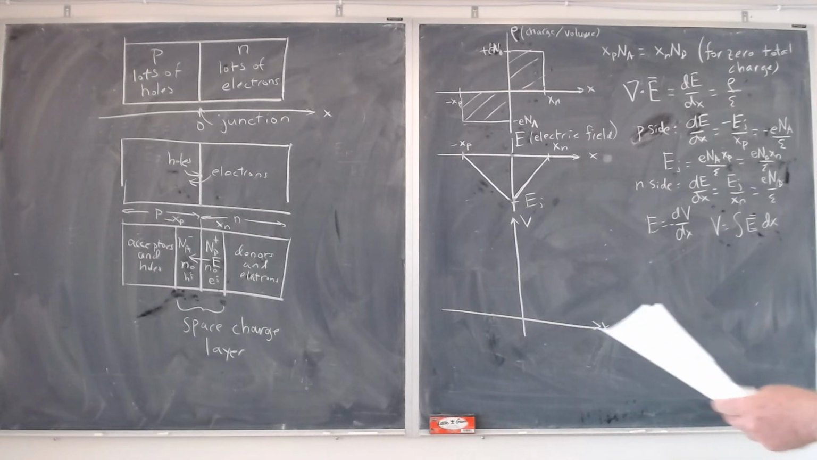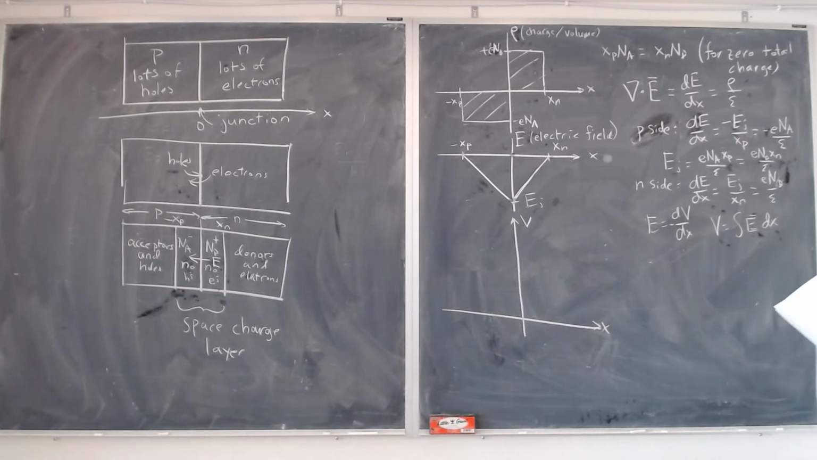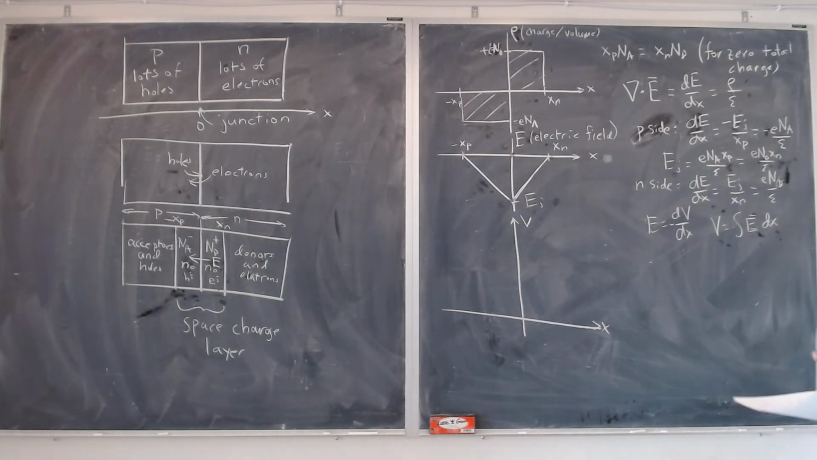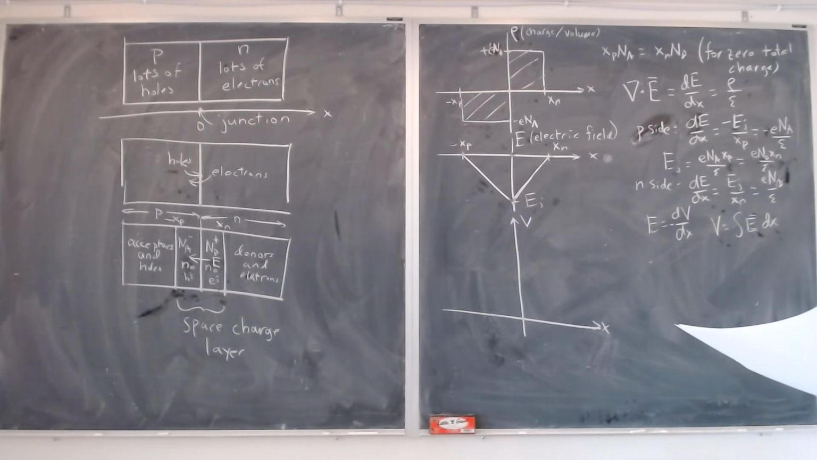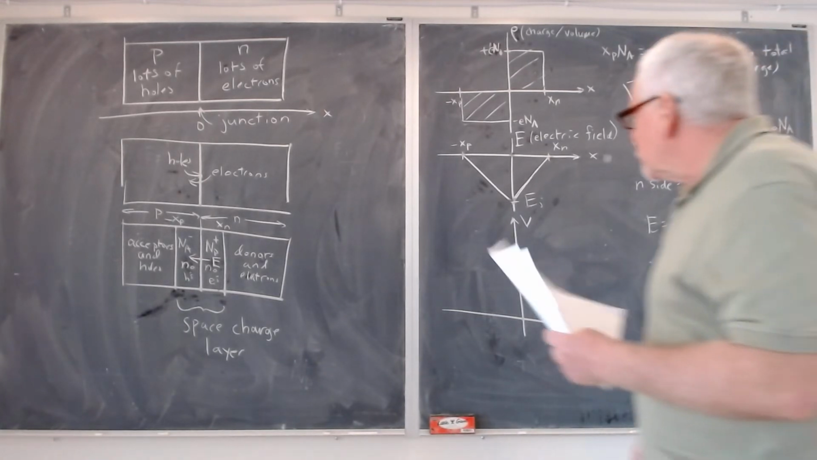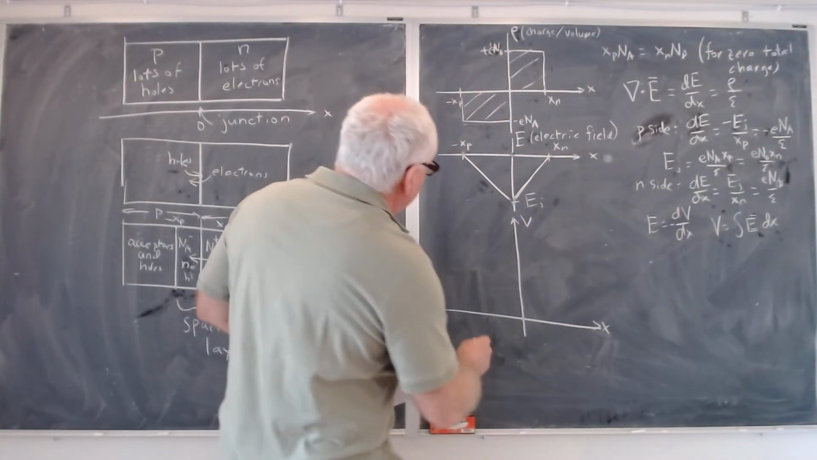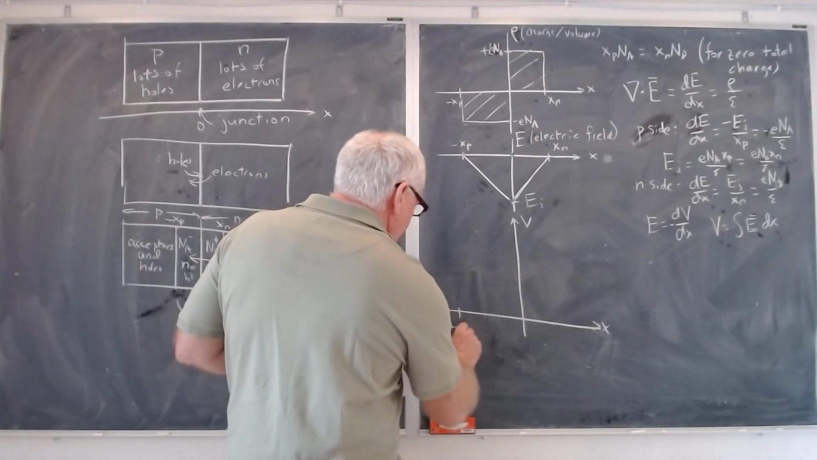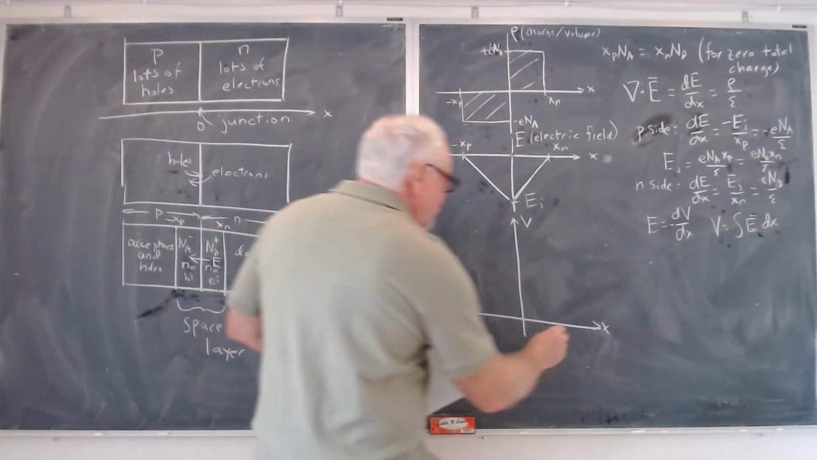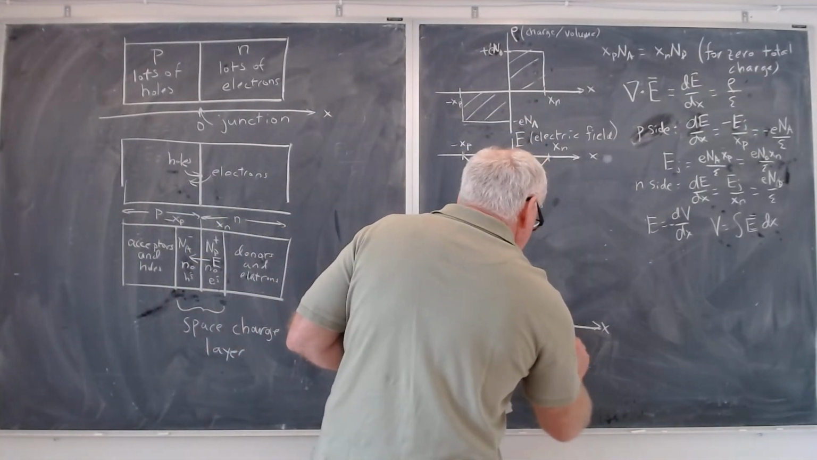Okay, so now again, what I want to do in the electrostatic analysis of the diode is try to use our smarts a little bit rather than relying upon the math. So what I'm going to do is put x minus x_p here, and I'm going to put x in there.